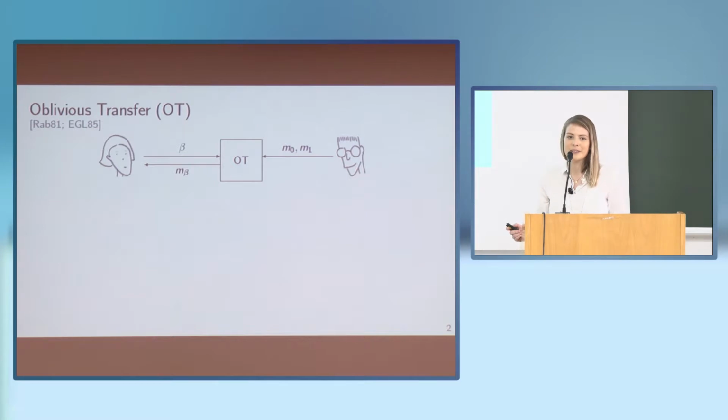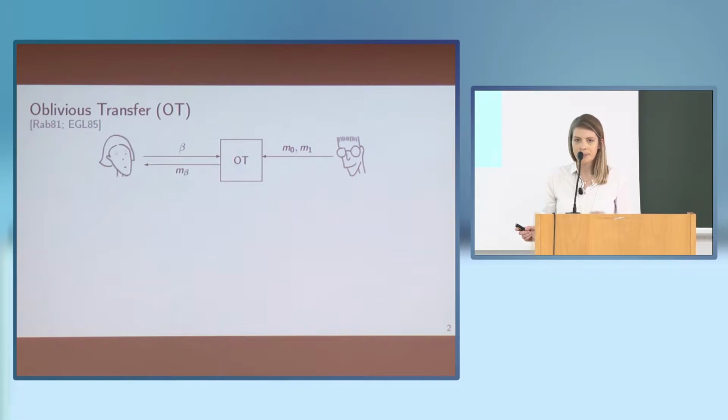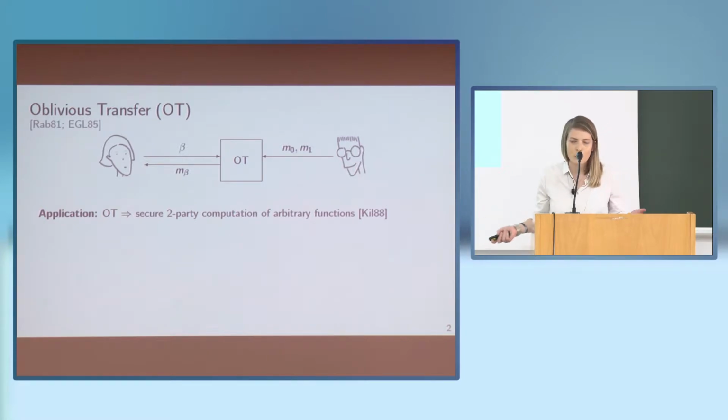So maybe more for the non-cryptography audience, a short introduction to oblivious transfer, or short OT. So Alice and Bob want to engage in a protocol such that Alice learns exactly one of the messages of Bob and nothing more, and Bob does not get any information about which message Alice chose. And one can ask, what is this useful for?